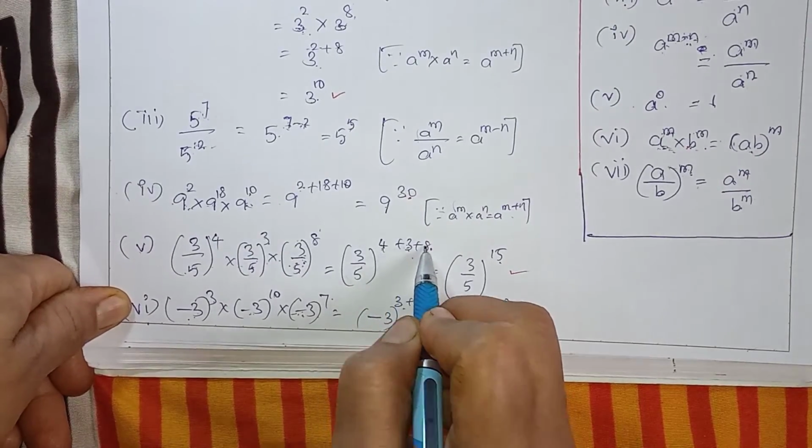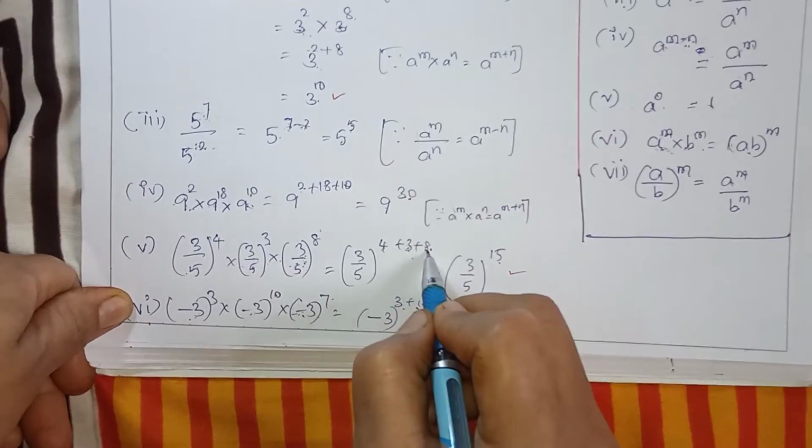4 plus 3 plus 8. How much is it? 4 plus 3 is 7. 7 plus 8 is 15.